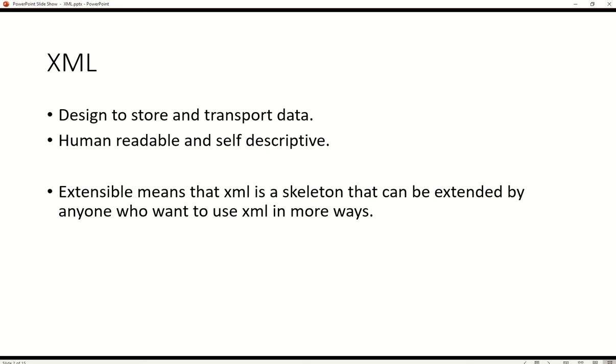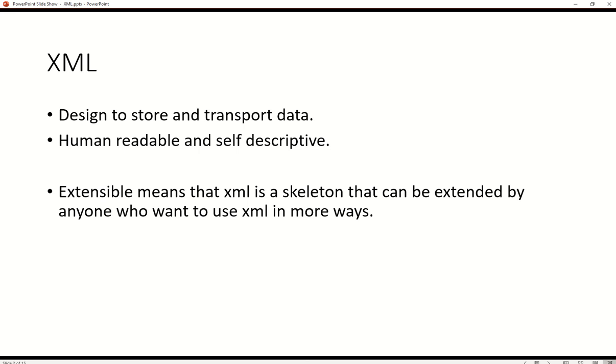But the key with XML, as opposed to, say, a CSV file, is it's human readable and it's got self-descriptive tags. So XML is a markup language, like HTML. HTML is also a markup language; that's the Hypertext Markup Language. So the markup language, what does that mean? It means you use tags to mark your data.